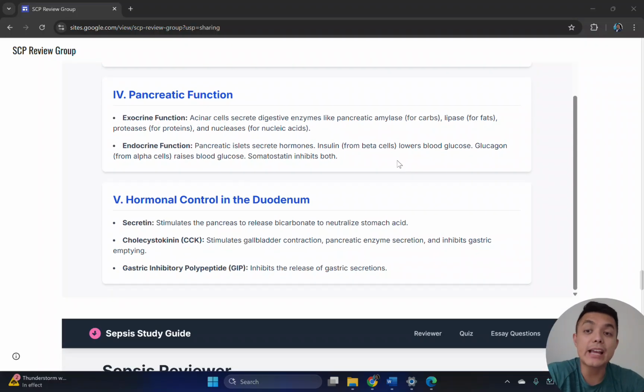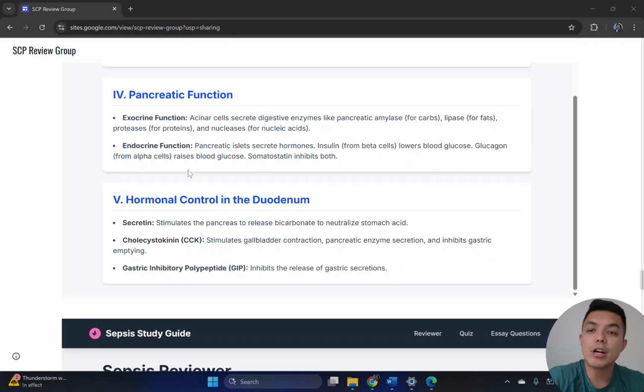Now let's go to the pancreas. So it has two functions, exocrine and endocrine. So acinar cells secrete digestive enzymes like pancreatic amylase. So this is for carbs, pancreatic amylase for carbs, lipase for fats, proteases for proteins, and nucleases for nucleic acids. So I think you can see the correlations there. Amylase is also secreted in your saliva.